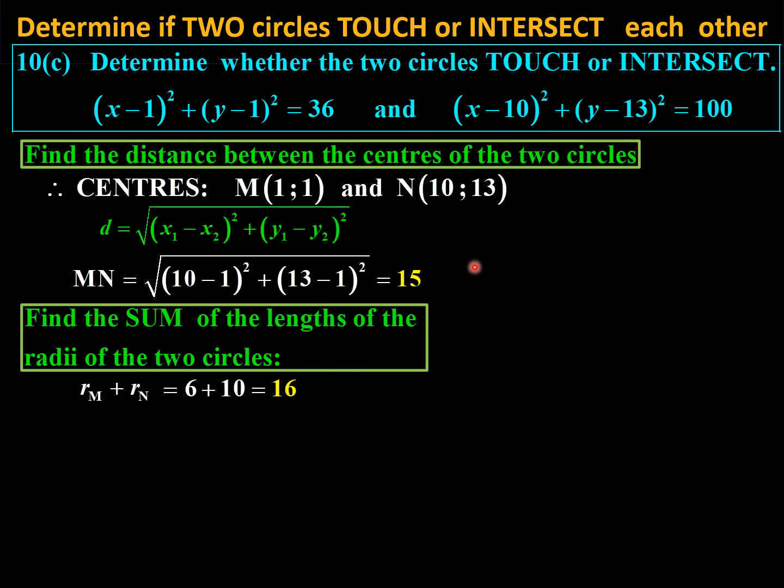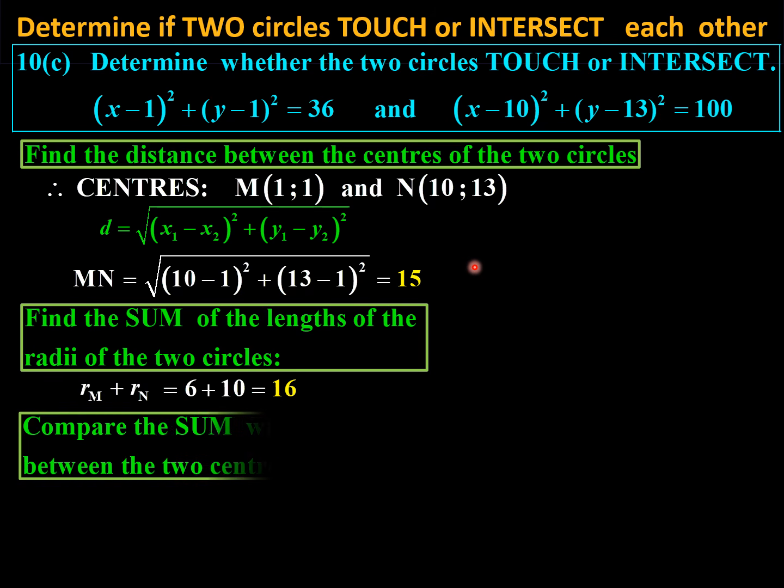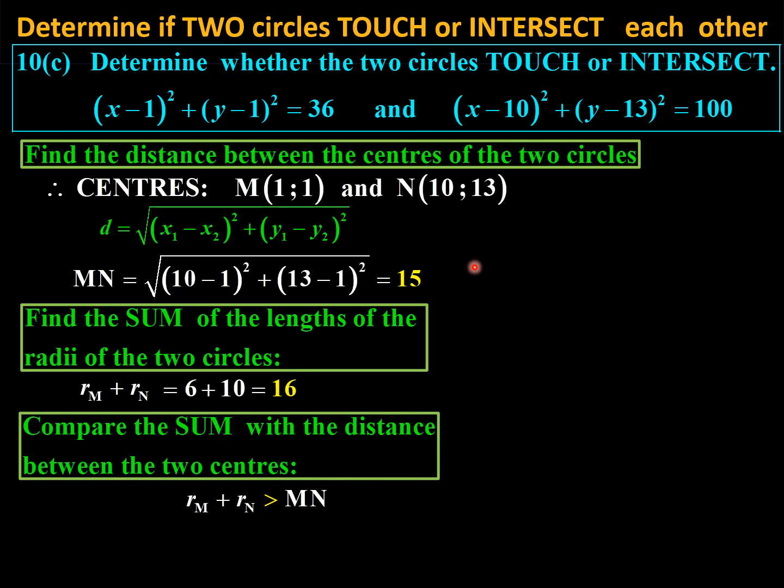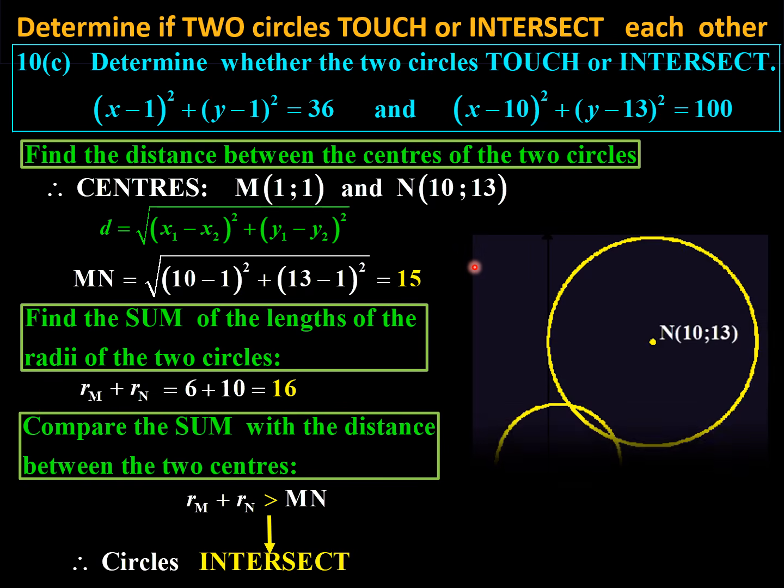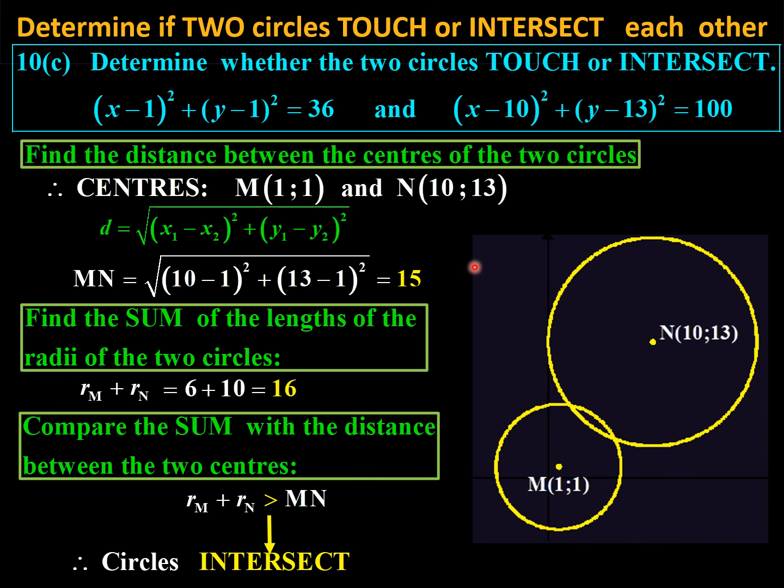Now let's compare. That 16 we can see is more than the distance, okay? And if the sum is more than the distance, then they intersect each other. Let's just look at it graphically. You can see here that I have M and N, that distance is 15, but the two radii together is 16. So that distance is shorter than the sum. Therefore the two circles will intersect.